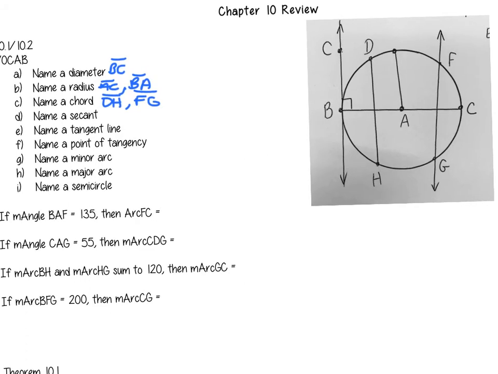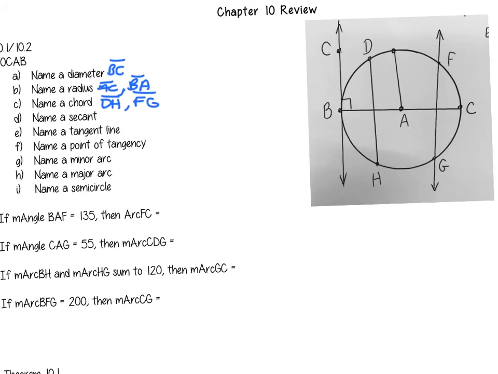All right, name a secant. So what's true about a secant without a secant segment? What's the difference? Good, the secant has the arrows. So there's only one secant, right? Which would be what? FG, good.